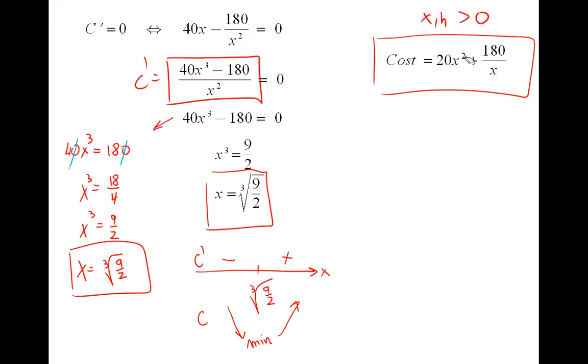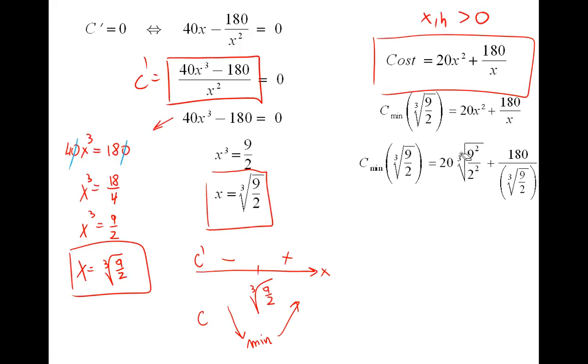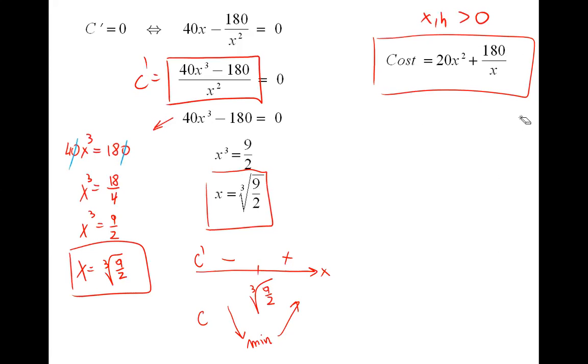But we will not ask for this because we don't have, let's say, time, or I was going to say calculators. Because now you can see I put, instead of x, this one. I have to put cube root of 9 over 2 and square it. That's a crazy number. No. I don't even want to look at this.